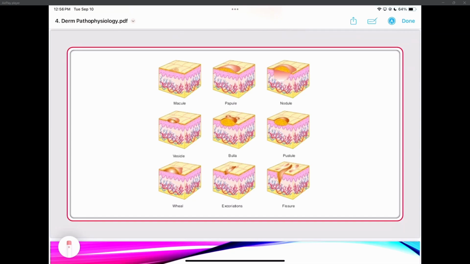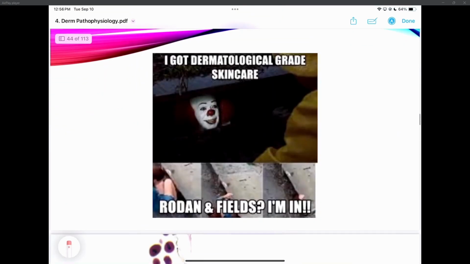You see this lesion, it measures 0.5. Is it a patch or is it a macule? Those are the type of questions you'll have. Okay.